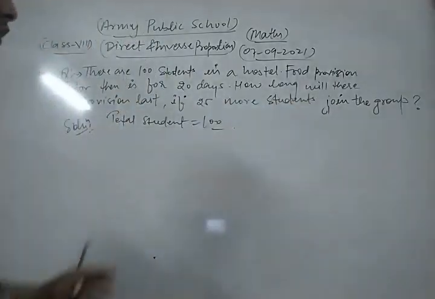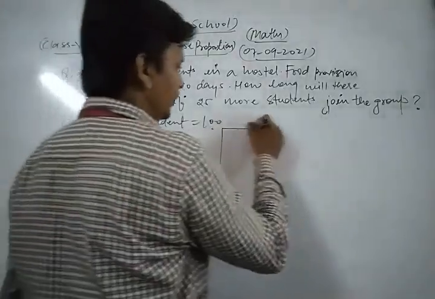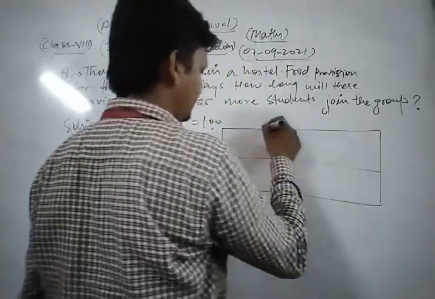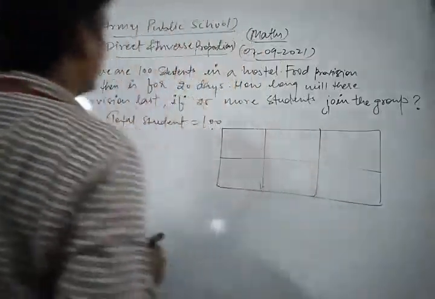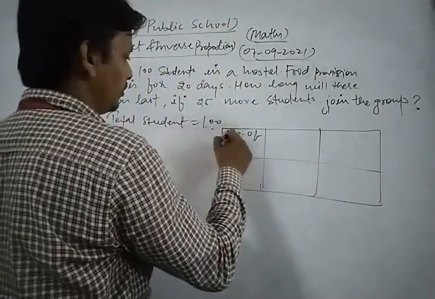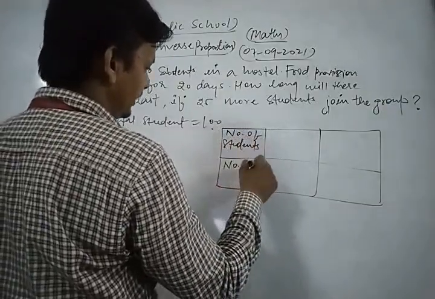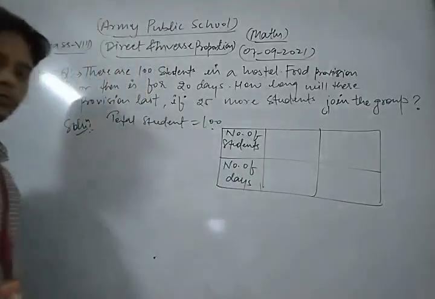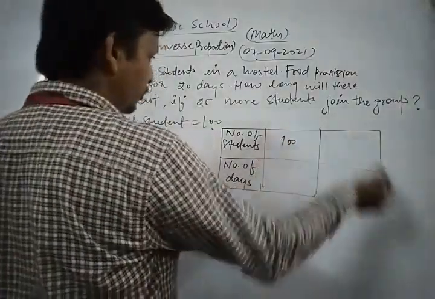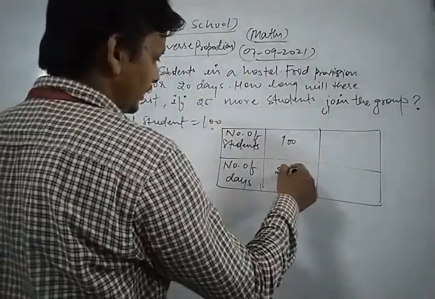So now first of all we prepare our tabulation, and in that tabulation we write in this way: in one column we write the number of students, and in the next one we write the number of days. According to the question, if there are 100 students, then the food provision for them is for 20 days. So the number of days is 20.